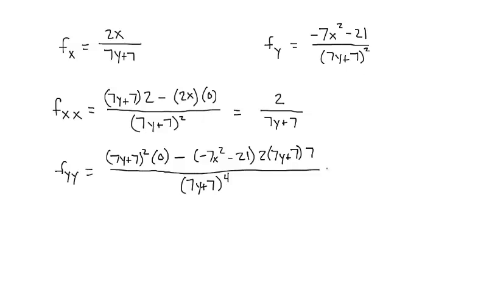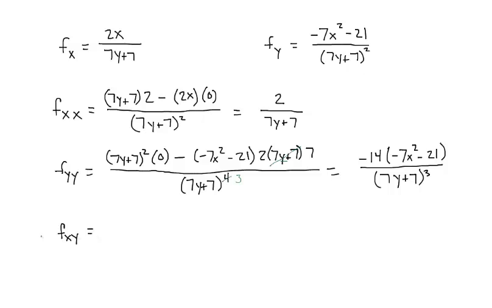And now when we simplify, these terms on the left of the numerator go to 0, and then we have a 7y plus 7 here, which I'm going to cancel with one term here. So what I'm left with on the top is negative 14 times negative 7x squared minus 21, all divided by 7y plus 7 cubed. And now we want to take a look at f of xy.